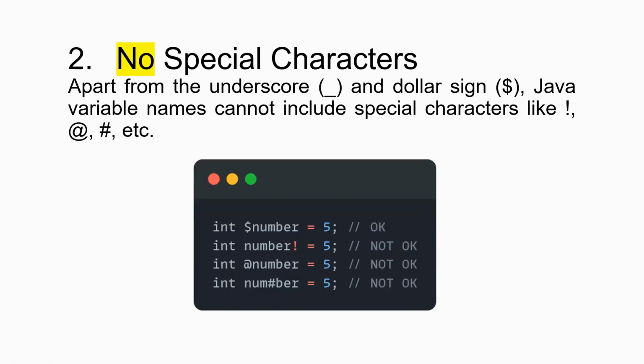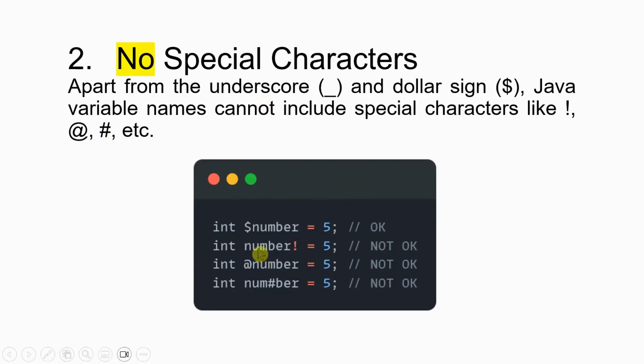Let's move on to the second rule, which is no special characters. Apart from the underscore and dollar sign, which are the only 2 symbols acceptable, Java variable names cannot include any special character, such as the exclamation mark, at sign, and also hashtag. Now let's look into these 4 different variables. The first one is an integer with a dollar sign. This is acceptable because, as we said, we can start a variable with an underscore and also a dollar sign.